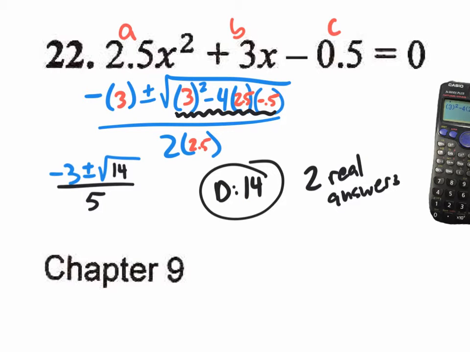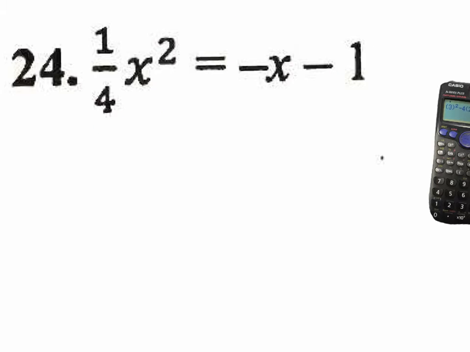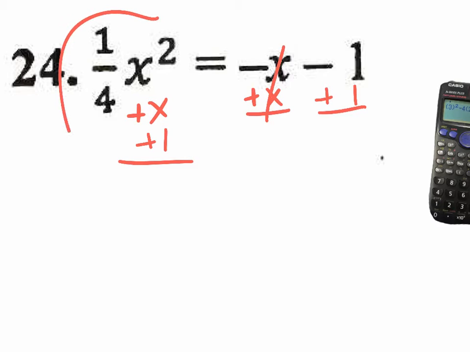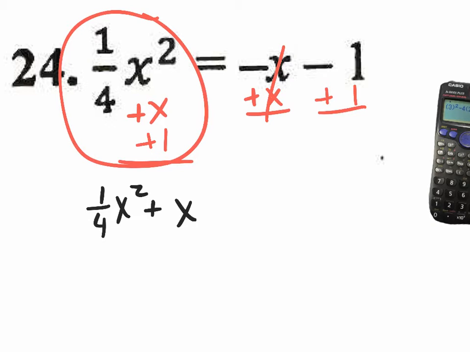Yes. Let's move on to number 24. Number 24, again, rewrite it in standard form. You're going to get rid of the minus x by doing plus x, and get rid of the minus 1 by doing plus 1. So you're going to go plus x over here and plus 1 over here. This is your quadratic trinomial equation. Let me rewrite it. 1/4 x squared plus x plus 1 equals 0.